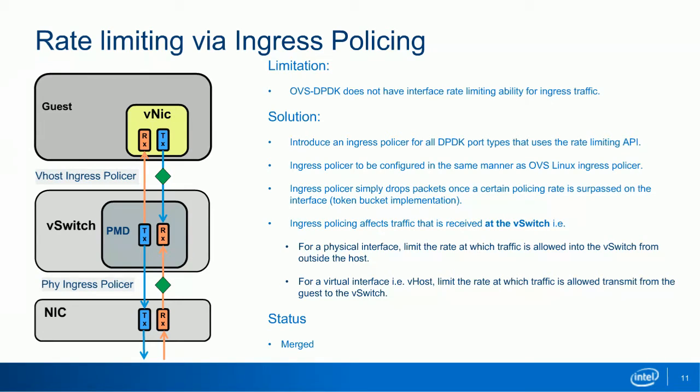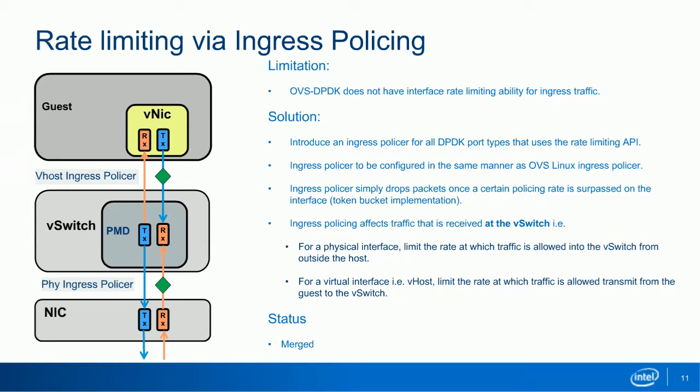It's similar to the Egress, i.e. it's a rate that's set and any traffic surpassed is dropped. To be clear, it's not buffered. It's just dropped immediately. It's identical in setup to kernel OVS. So if anybody's familiar with setting up the kernel OVS interface rate limiting, it's identical in terms of setup and commands for that aspect.